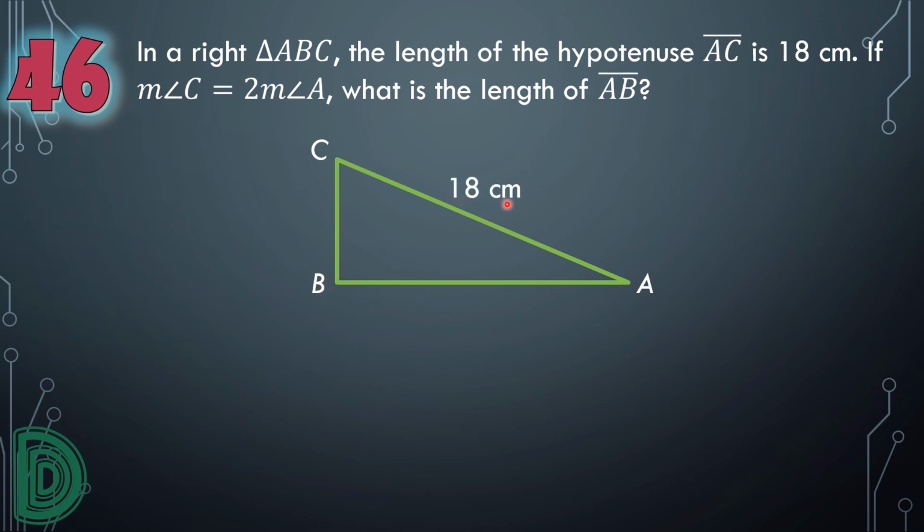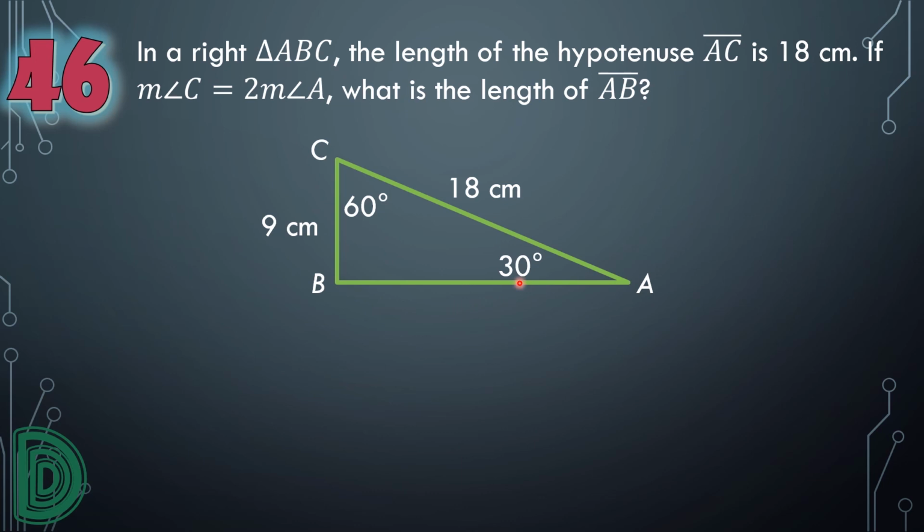AC is 18 centimeters. Interior angles of a triangle sum up to 180 degrees. Since angle B is 90, angle A and angle C are complementary angles. Since angle C is twice angle A, therefore angle A is 30 and angle C is 60. Now this is a 30, 60, 90 degrees triangle. And from that theorem, the side opposite 30 degrees is half the hypotenuse. Hence, BC is 9 centimeters.